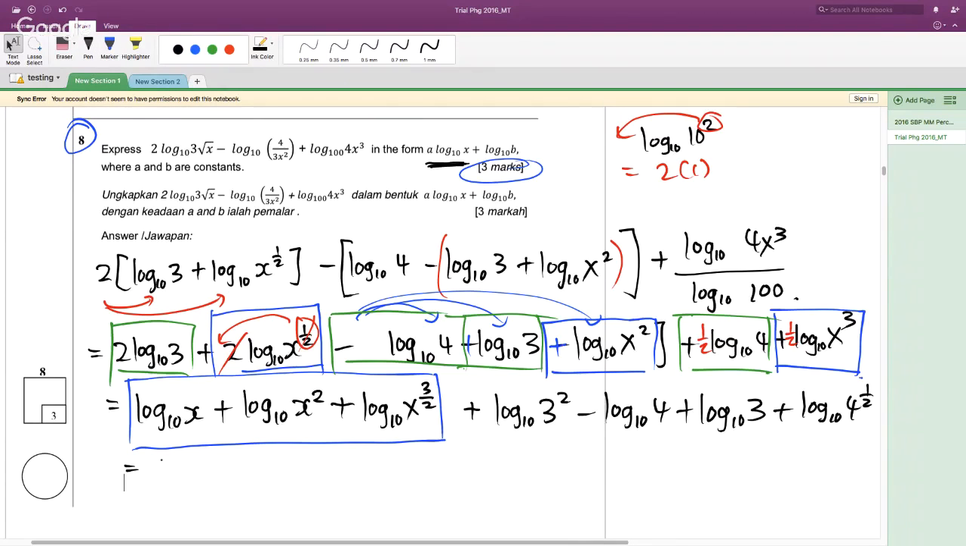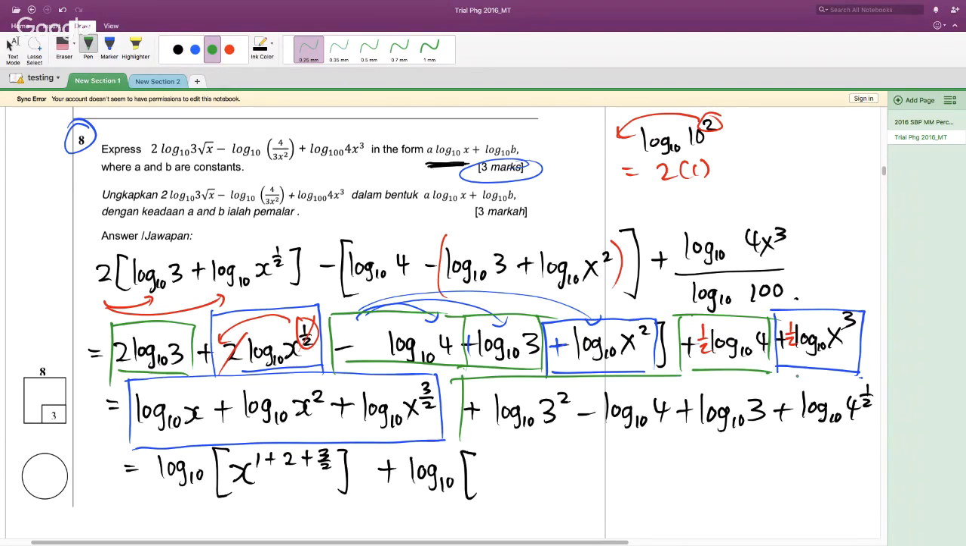The last step I will do is I factorize out the log 10. If I factorize out, it becomes x multiply x squared, and then I multiply x power of 3 over 2. If you understand, multiply means power is plus, right? This is power 1 plus 2 plus 3 over 2. And then this one I factorize out the log 10 as well. For the green color one, we'll factorize out the log 10 here.